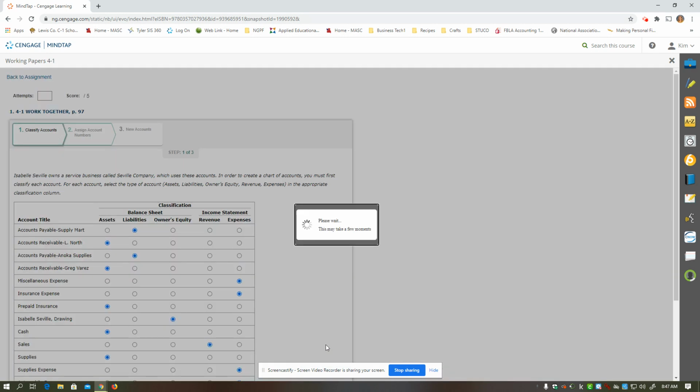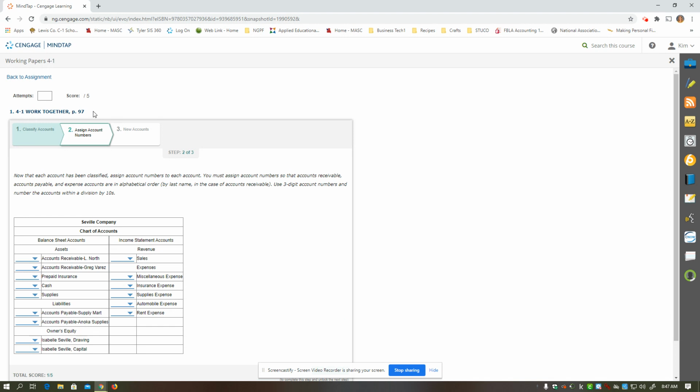Okay, I got 100. Next is assigning account numbers. Now that each account has been classified, assign account numbers to each account. You must assign account numbers so that accounts receivable, accounts payable, and expense accounts are in alphabetical order, by last name in the case of accounts receivable. Use 3-digit account numbers and number the accounts within a division by tens.